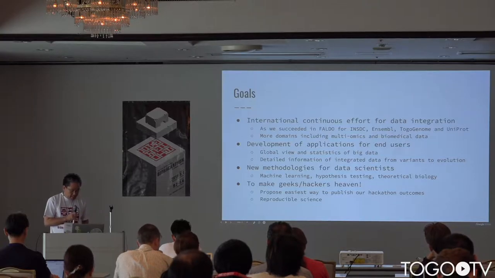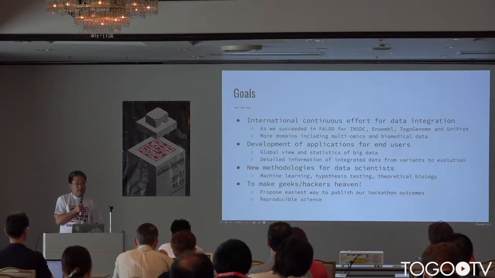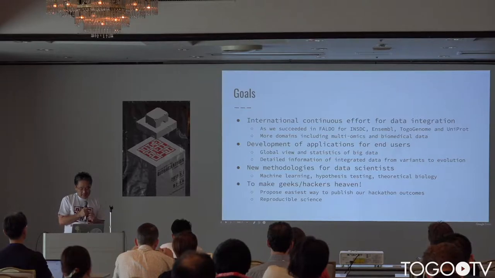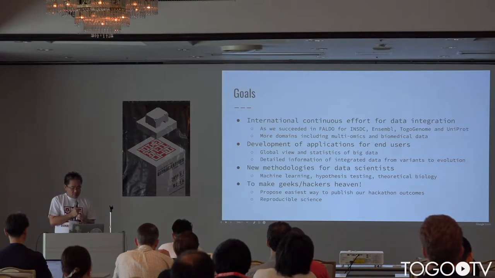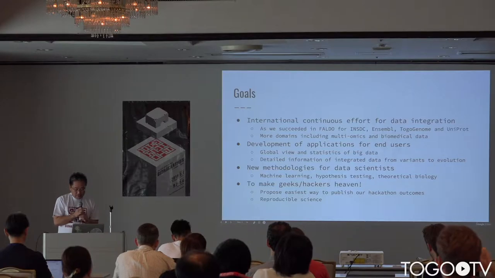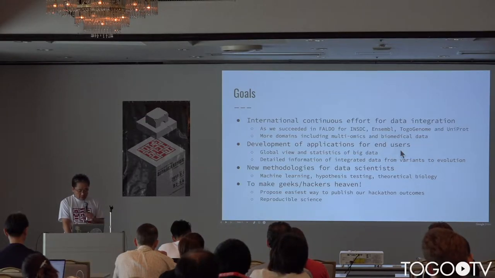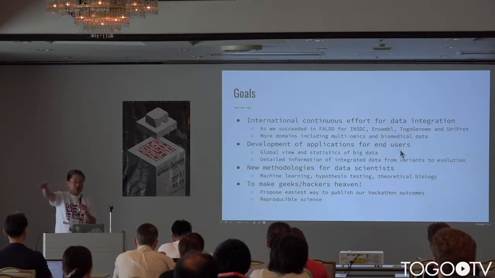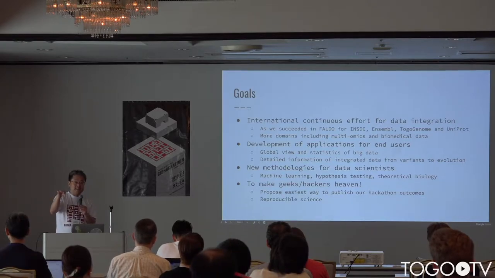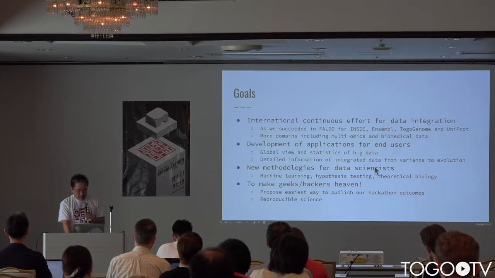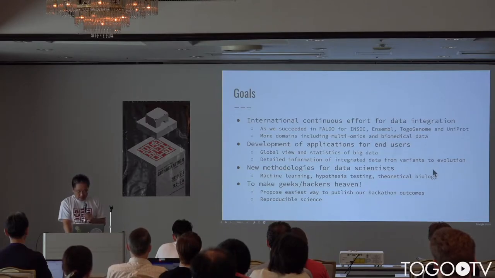So the goal is an international effort. We need to continue the efforts for data integration as we succeeded in FALDO, which is a location ontology for INSDC, Ensembl, TogoGenome, and UniProt. And more domains, we need to standardize more data sets from more domains, including multi-omics and biomedical data sets. And we also need to develop applications for end users, which includes to give a global view of a huge and heterogeneous data and give us statistics and the user can dig into the details. And we also need to develop the new methodologies for data science, such as machine learning or hypothesis testing or theoretical biologies.